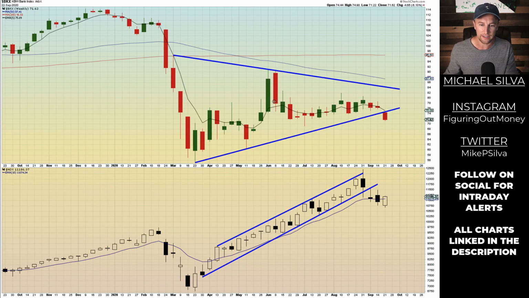The banking index continues to move lower. We're down 6% on the week. We broke out of this trend line. That is not a good sign. This is the BKX, the KBW Bank Index. It's the largest 25 institutions compiled within the Nasdaq here.